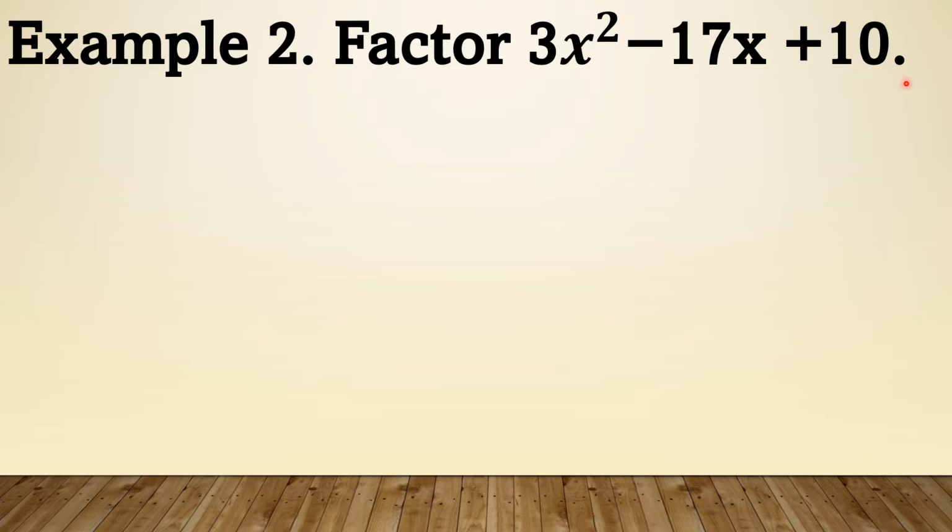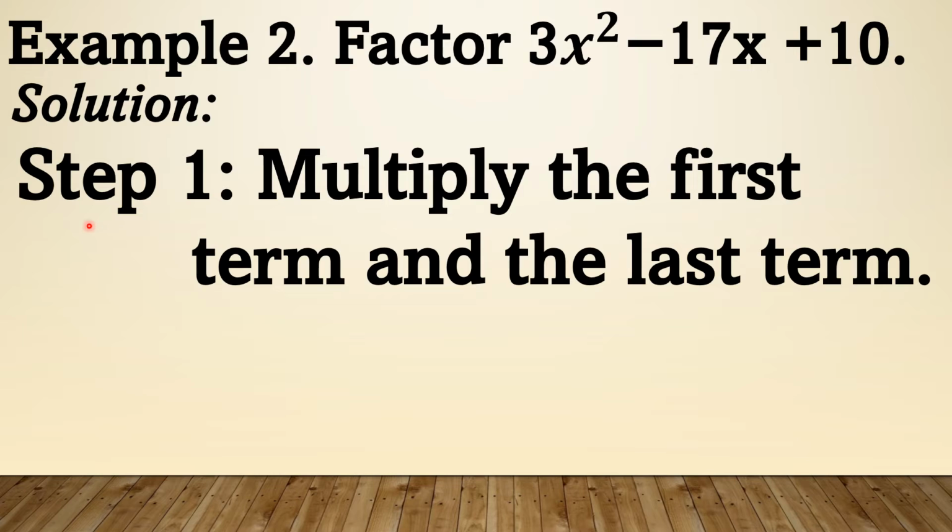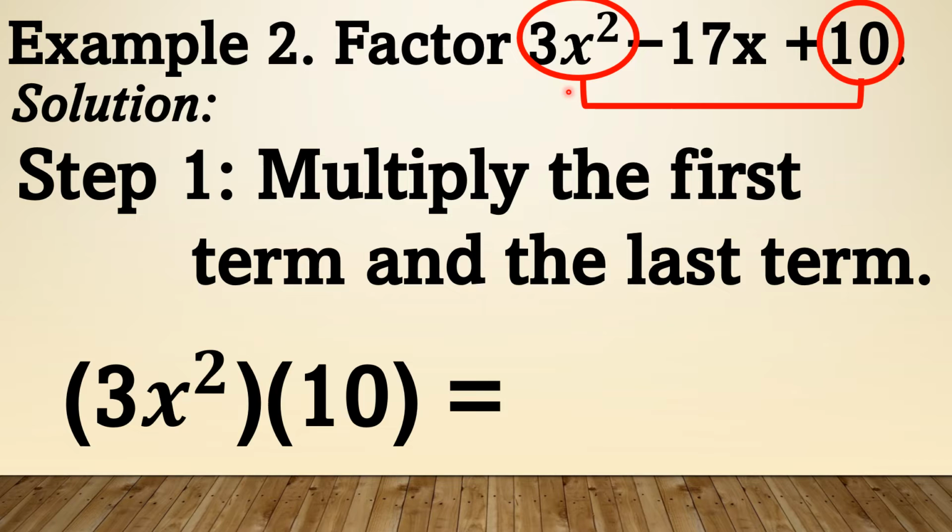Now let us have example number 2. Factor 3x squared minus 17x plus 10. Notice that our a here is not equal to 1, and that is equal to 3. So the solution for this is, step 1, we're going to multiply the first term and the last term. So we have 3x squared times 10 is 30x squared.